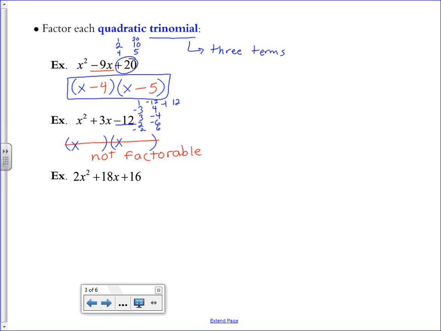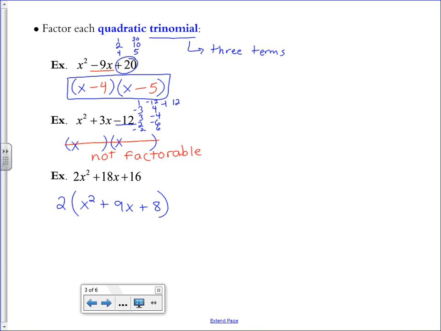And then this final example, I put an extra little step in here. I noticed the first thing right away is that all three of those numbers are divisible by 2. And so it kind of reminds me of the first slide, where I want to take out the common factor first. If there is a common factor, it's always a good idea to take that out first, then see if there's anything else you can do. So I'm taking out the 2. What's left is x squared, 9x, and 8.